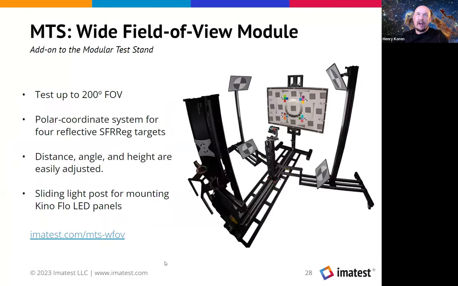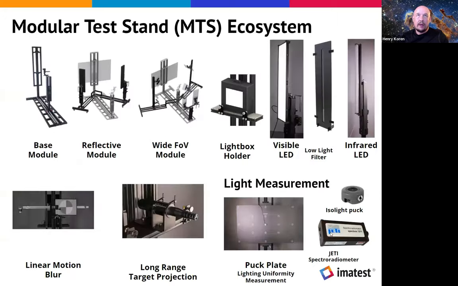And there's also a wide field of view version of it that allows you to position these targets in the corners of the field of view, testing up to 200 degree field of view. It gives you this polar coordinate system for placing these reflective targets in the corners of your wide field of view camera. And we use these SFR reg targets for measuring resolution in the corners. This uses reflective lighting as well, because it's hard to use this with light boxes. So there's a whole ecosystem around our modular test stand.